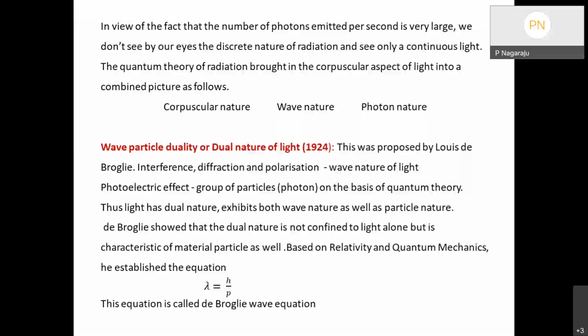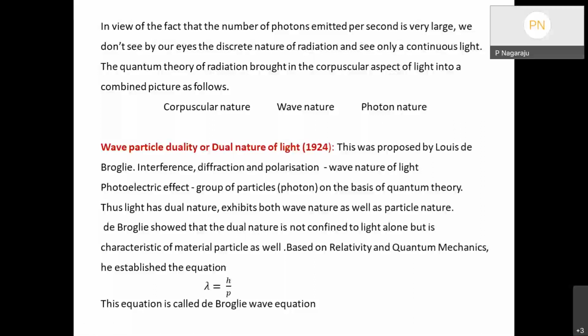Even then, the light beam cannot be seen in free space. Only in a dust medium is the beam of light visible, and you know that. The quantum theory of radiation brought the corpuscular aspect of light into a combined picture. In fact, you can write the corpuscular nature with a straight line, and the wave nature with a sinusoidal wave, and the photon includes both the corpuscular and the wave nature. That means it is moving in the form of a wave.